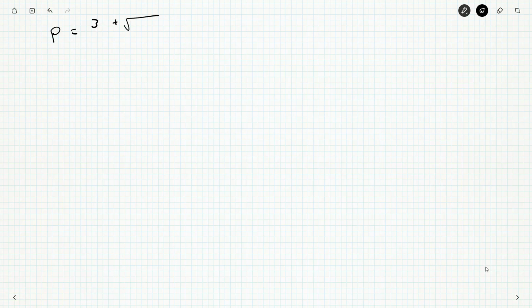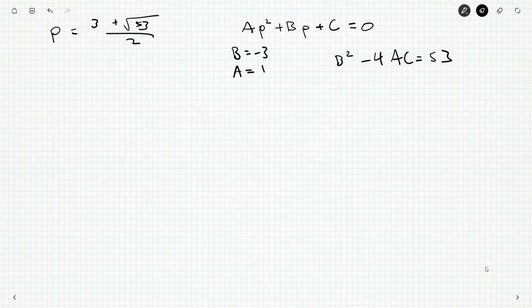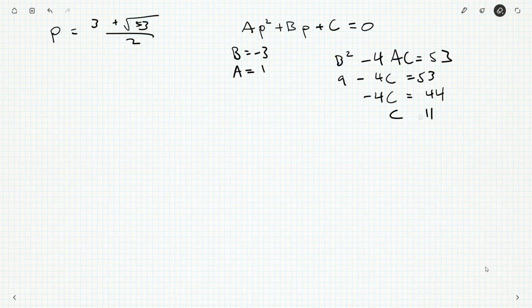Because then a is going to have to be 1. I'll change it to this, so we don't get confused with the little a and the little b and so forth. So b would have to be negative 3, a would have to be 1, and b squared minus 4ac would have to be 53. So that'd be 9 minus 4c would have to be 53. So c is going to have to be negative as well. Bring the 9 over to the other side. Negative 44. C is 11. Oh, no, it's not negative 44. It's just 44. C is going to be negative 11.